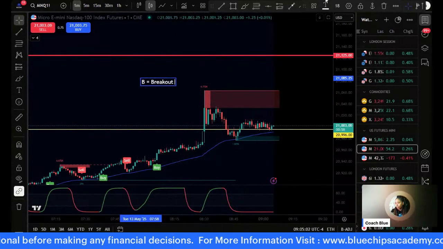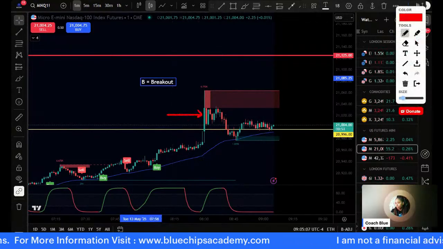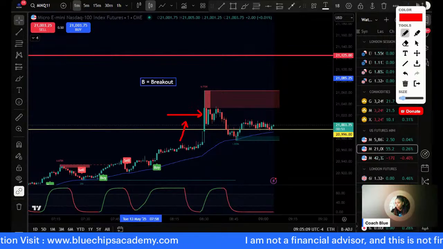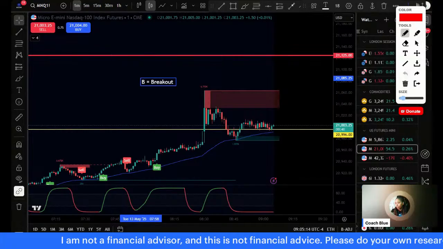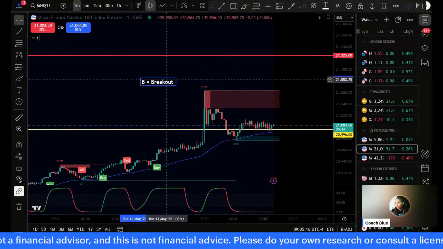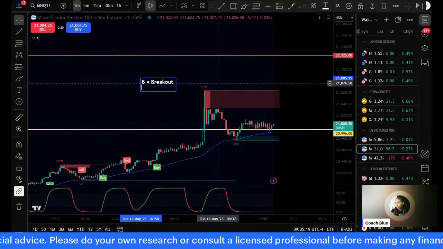Okay, so we have a breakout here on this candle. This green candle right here clearly broke through this level. Okay, so that's our breakout. Now, the pullback can be a little tricky. Okay, so we got the pullback.